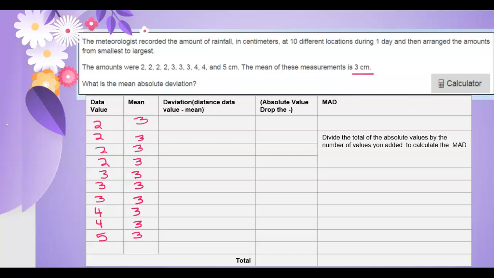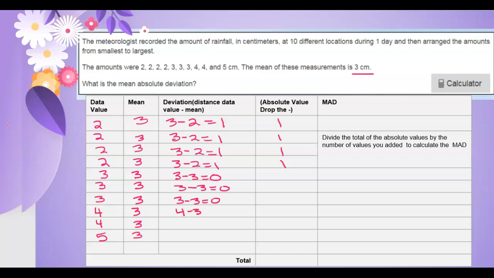And then you subtract them. I'm going to do them so I don't have any negative numbers. 3 minus 2 is 1. Again, 3 minus 2 equals 1. You have to do it for every data value you have. 3 minus 2 equals 1. 3 minus 3 equals 0. It's right on. 3 minus 3 equals 0.